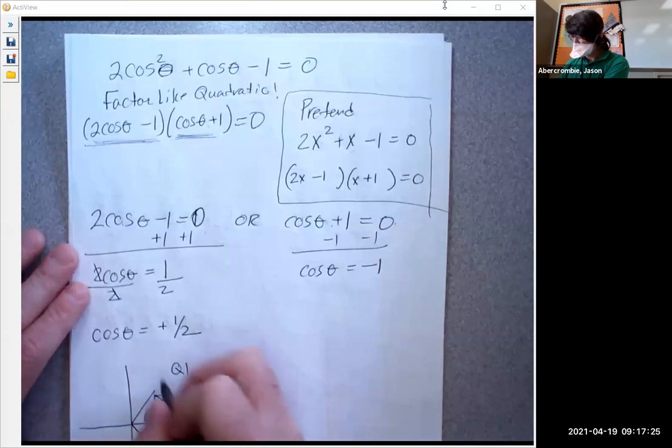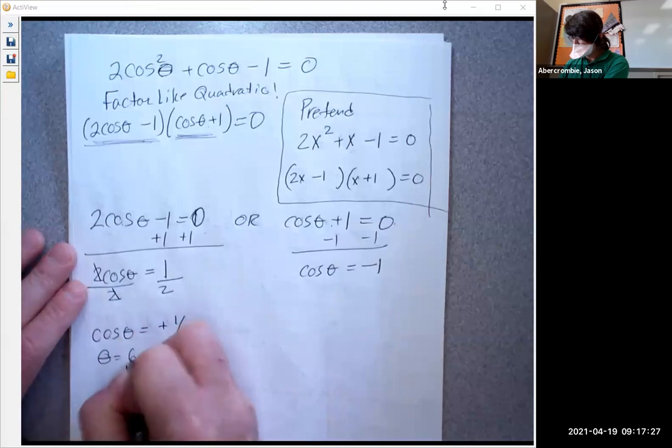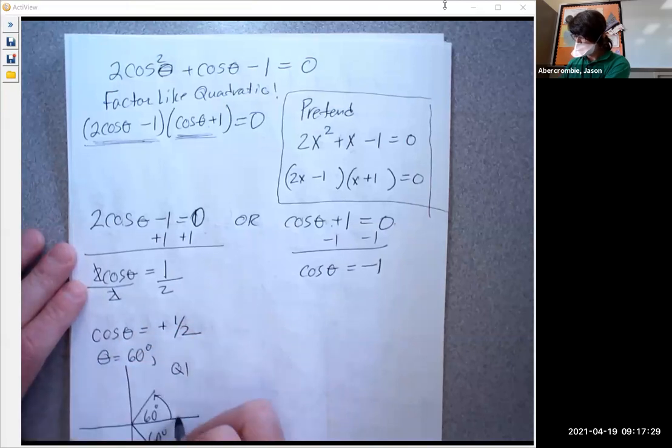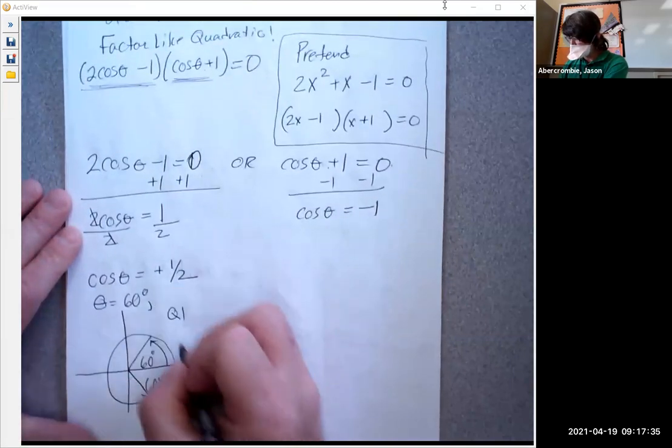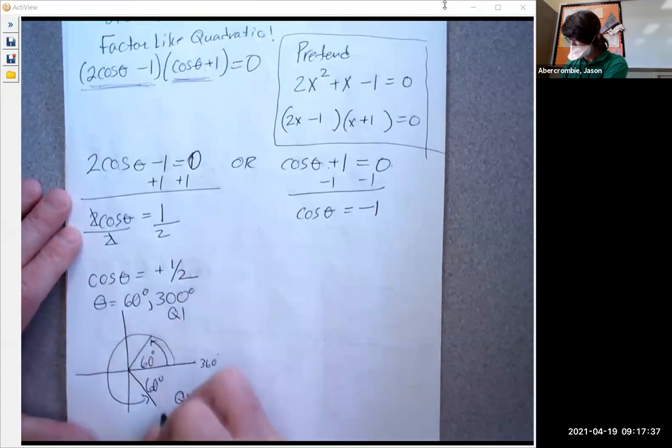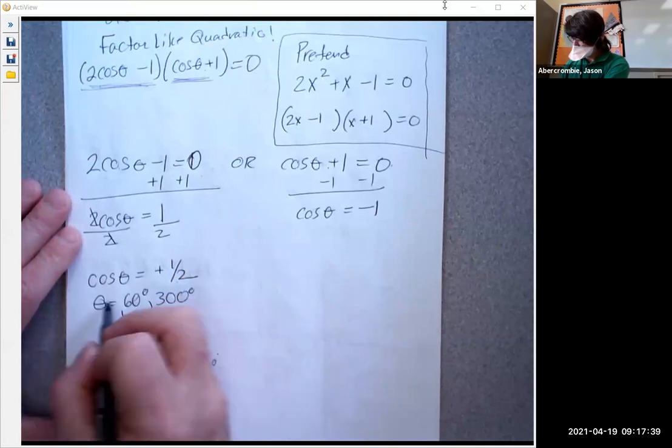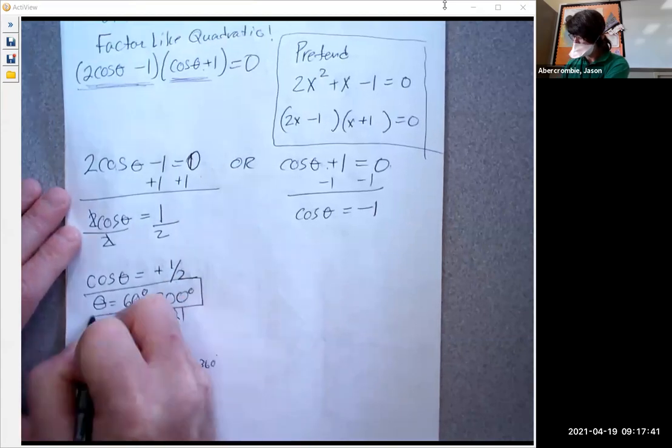There's 60, there's 60. This is Q1, Q4. So one angle is 60. And then the other one, this is 360, so if you back it off 60, you get 300. So these are two answers.